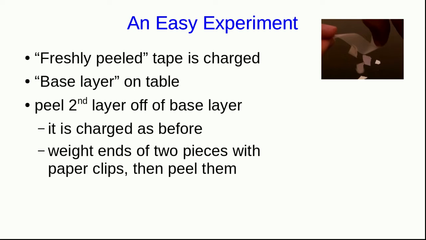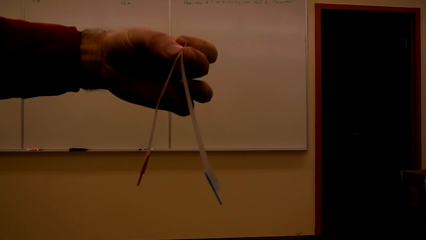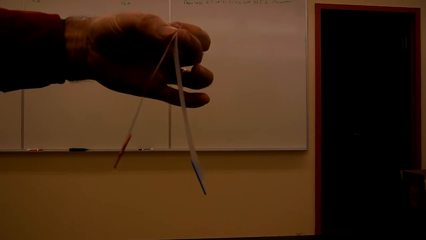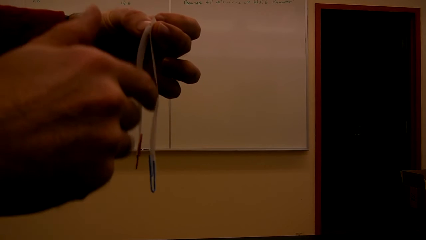But now do a relatively delicate operation. Prepare 2 pieces of tape this way. Weight the ends with paper clips, then peel them off. Then you find that they repel each other. We haven't seen that before. We haven't seen that charged objects will repel. But these 2 pieces of tape repel each other.